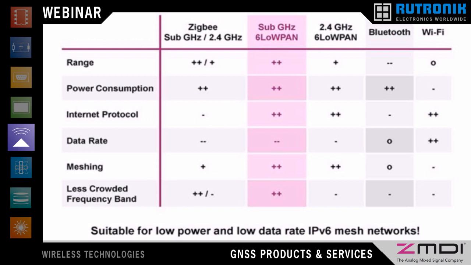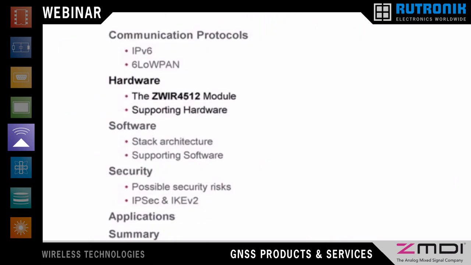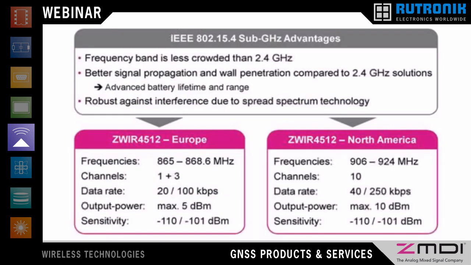In North America, we have 10 channels, and also in North America it's allowed to use a higher output power. The sensitivity in North America is comparable to the European sensitivity. One advantage of the IEEE 802.15.4 standard is that the DSSS, the spread spectrum technology, is mandatory for all implementations.